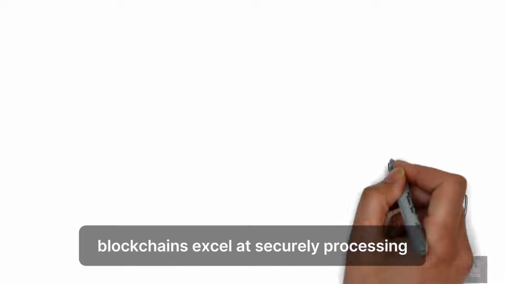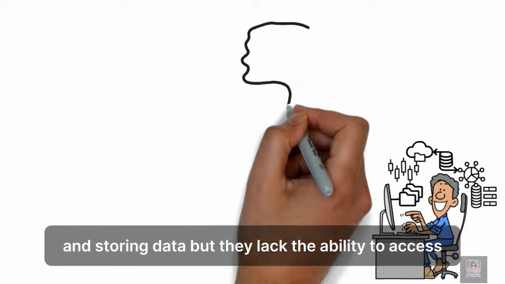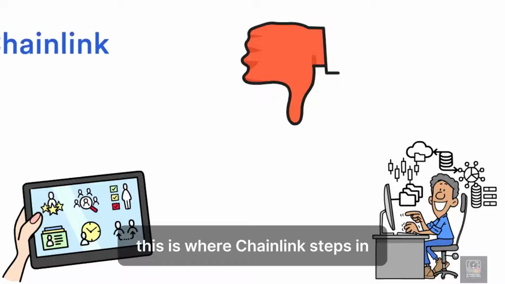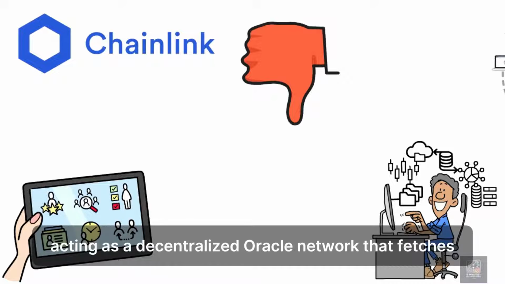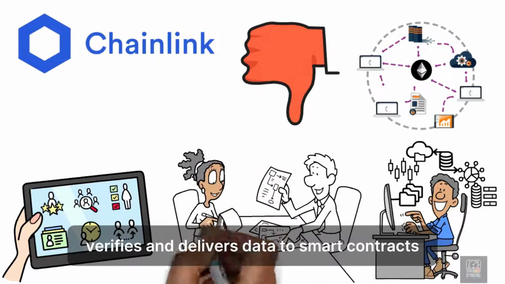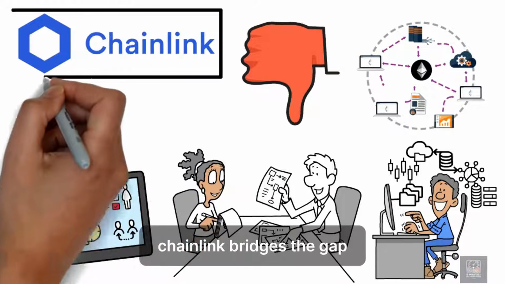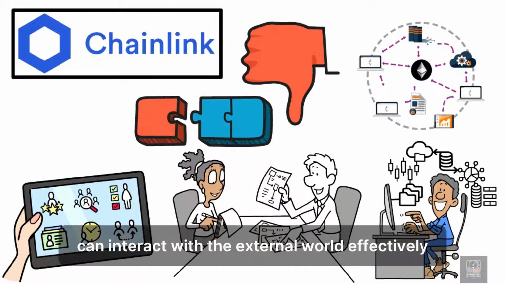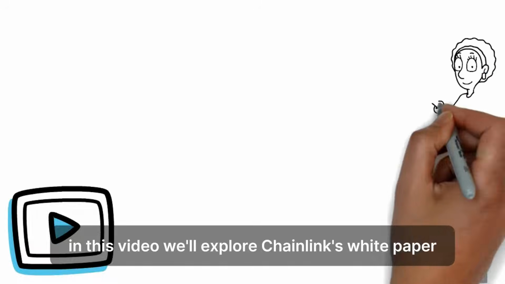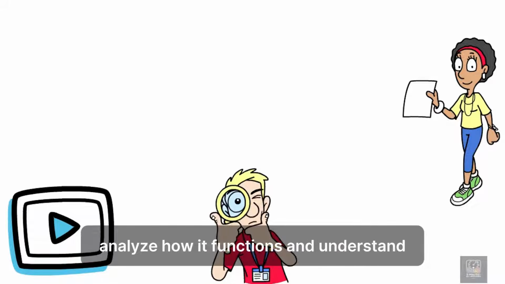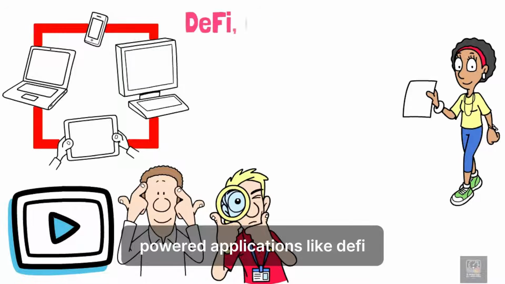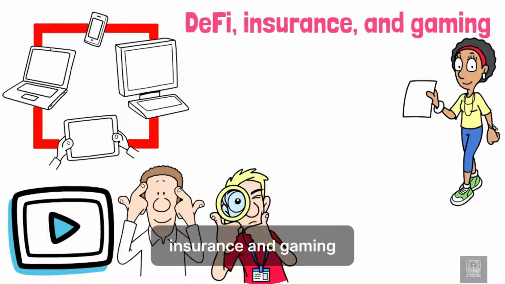Blockchains excel at securely processing and storing data, but they lack the ability to access external information independently. This is where Chainlink steps in, acting as a decentralized oracle network that fetches, verifies, and delivers data to smart contracts. Chainlink bridges the gap, ensuring that blockchains can interact with the external world effectively. In this video, we'll explore Chainlink's white paper, analyze how it functions, and understand its pivotal role in enabling blockchain-powered applications like DeFi, insurance, and gaming.